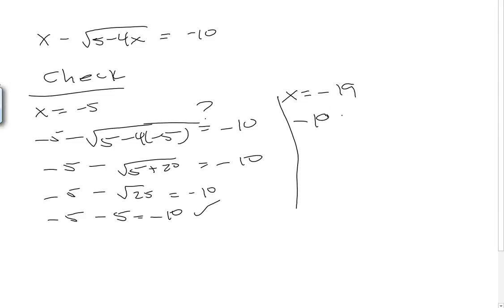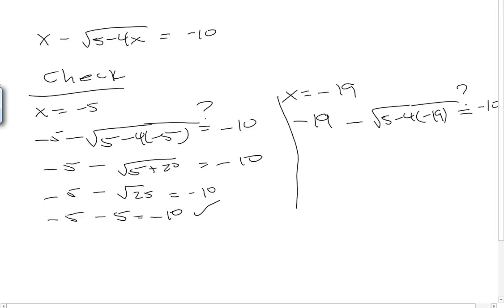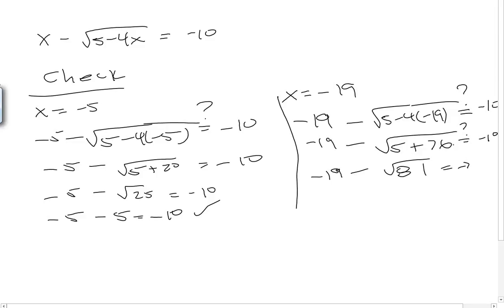But then the question is, what about negative 19? Does negative 19 minus the square root of 5 minus 4 times negative 19 work? Does it equal negative 10? Well, negative 19 minus the square root of 5 plus 4 times 19, which is 76. Doesn't seem like it's going to work, because I get negative 19 minus the square root of 81 equal to negative 10.